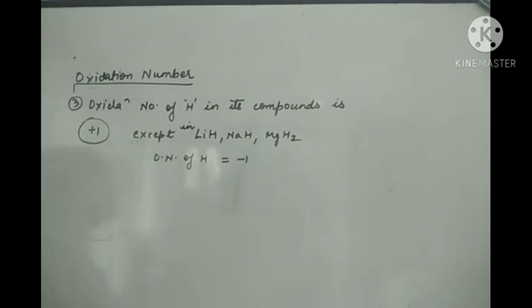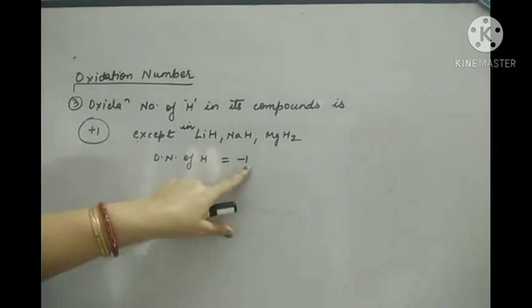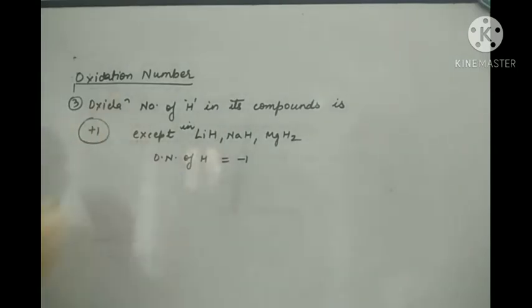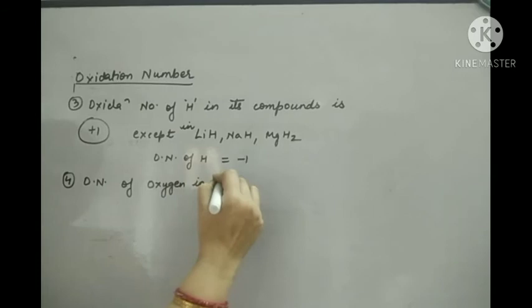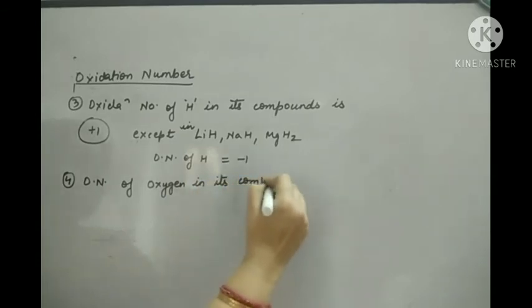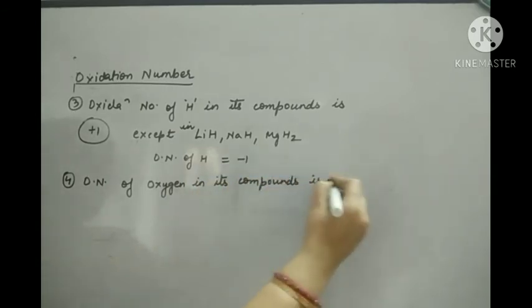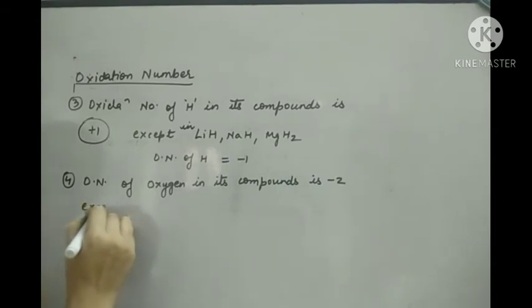Okay, so when hydrogen is making a compound with first and second group members, its charge is -1, otherwise it is always +1. Likewise, the oxidation number of oxygen in its compounds is -2. Now, a few exceptions are there, except peroxides.